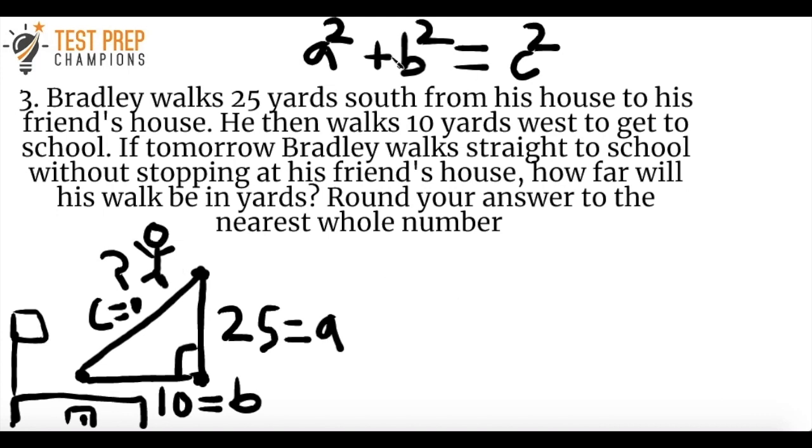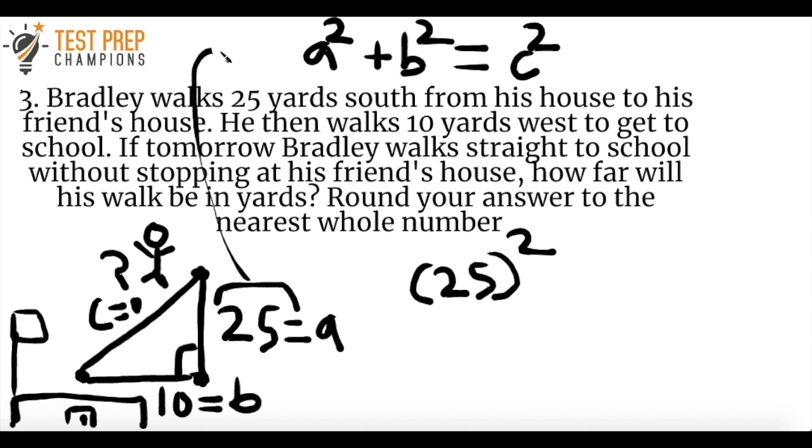All right, and so we've got a squared plus b squared equals c squared. So 25 is equal to a here. So in the formula where we have a squared, instead of writing a squared, we're going to put 25 squared. And again, why 25 squared? Because 25 is equal to a, right? And so therefore, in our formula, we're going to take our 25 and substitute it in for a. So we're going to replace this a with 25.